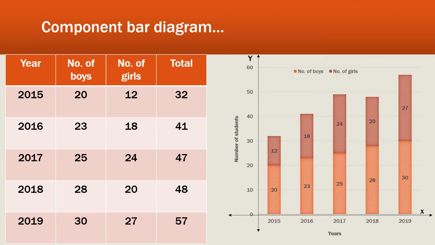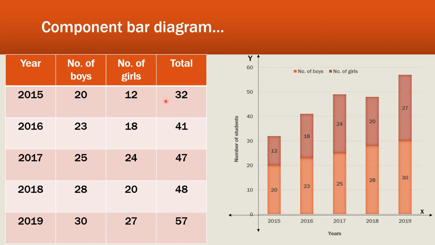Let's see how we are to draw the component bar diagram. Now you have this data, the number of boys and girls in an institute for various years. What we have to do is have another column, and that would be a column for the total number of students. So the number of boys plus the number of girls in the year 2015 would be 32. Now listen very carefully.